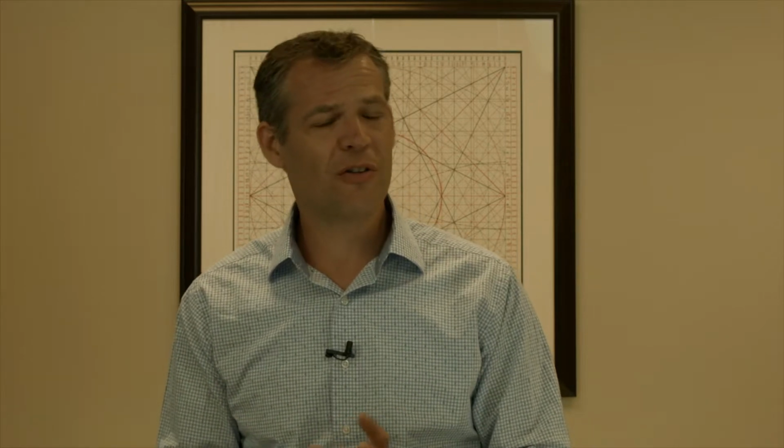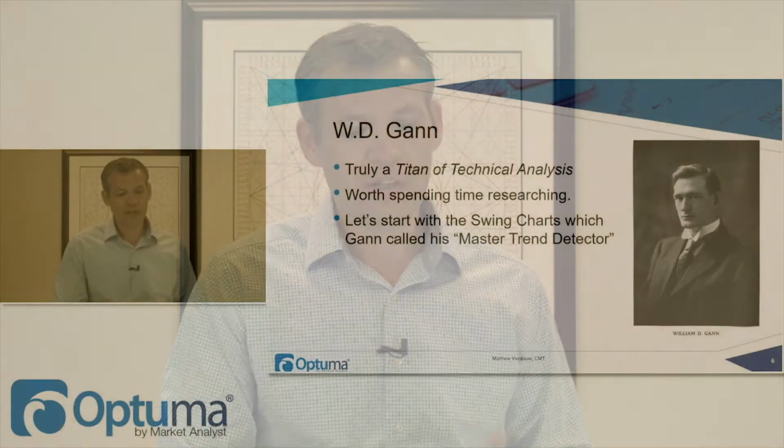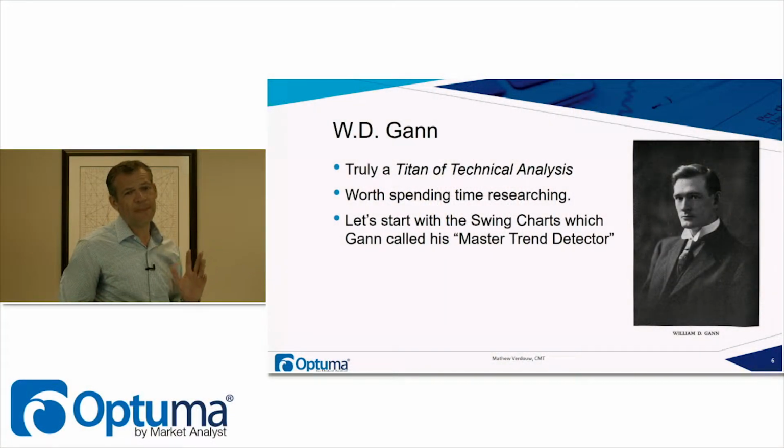But when it comes to testing these things, objective is always better than subjective, because I know myself, I did a lot of trading on Gann square techniques and did some fantastic trades. When things go wrong, you start second guessing and you're like, well, maybe it's not, and far better that we're able to quantifiably test what we're doing. So let's start with his swing charts, which Gann actually called his master trend detector.